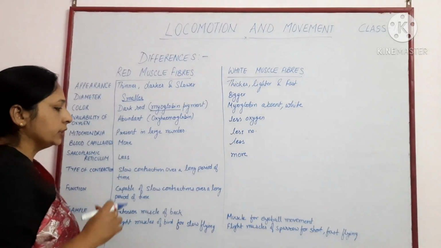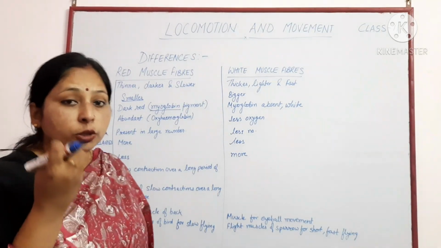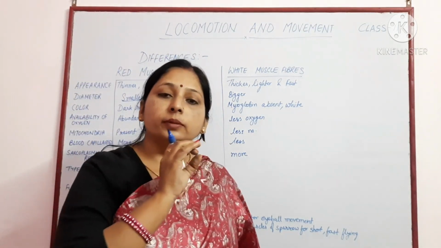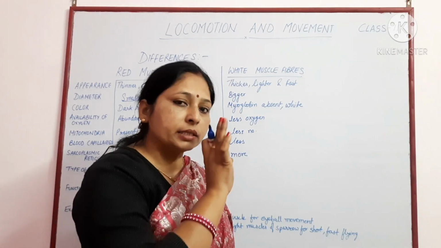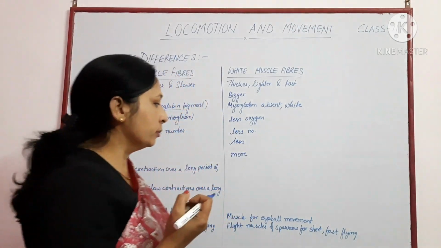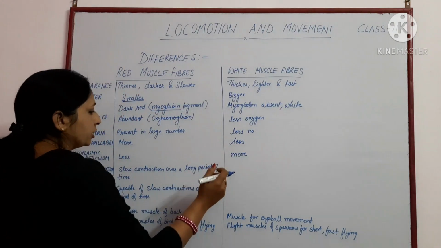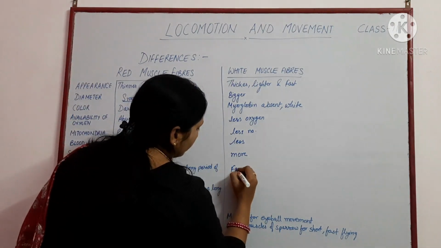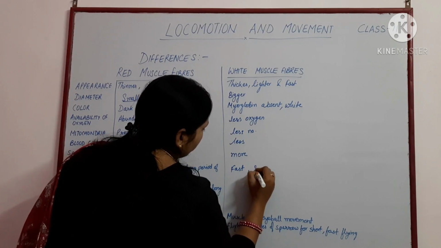Type of contraction is slow contraction with a long period of time. It takes a very long period for the contraction movement. Here the contraction is fast, in a short duration.